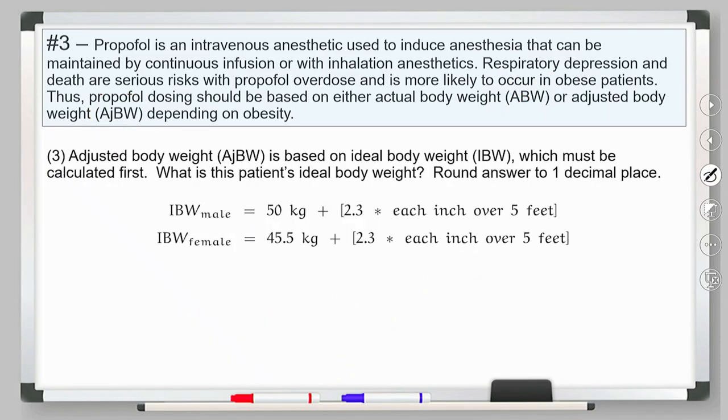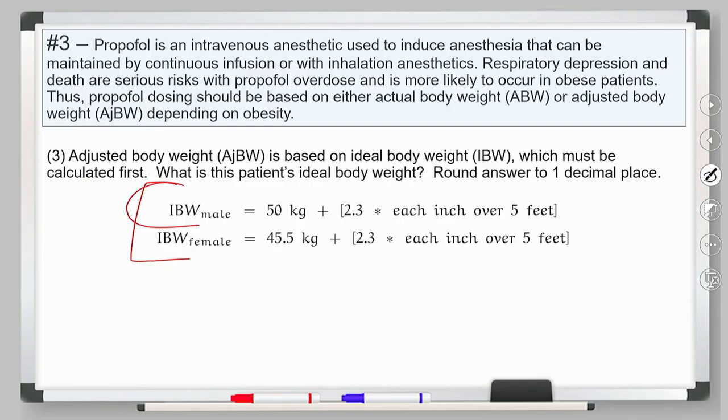The trick to adjusted is it's based off of his ideal body weight. So when you have to calculate an adjusted body weight, you have to start by calculating the ideal body weight. So here are the formulas for the ideal body weight. They're pretty straightforward, but they differ first by what? Where it could go wrong on a test? Using the wrong gender formula. So you need to use the right gender formula.